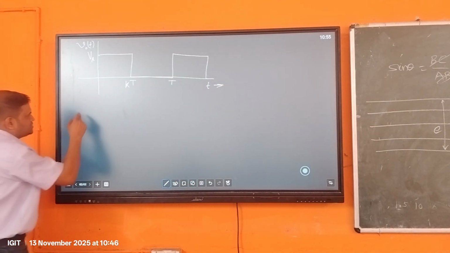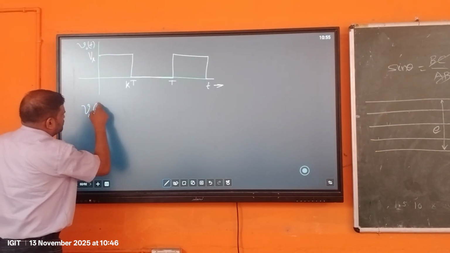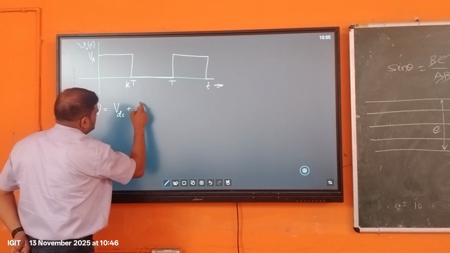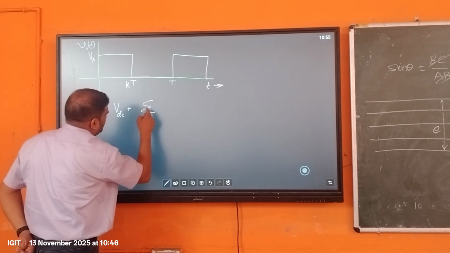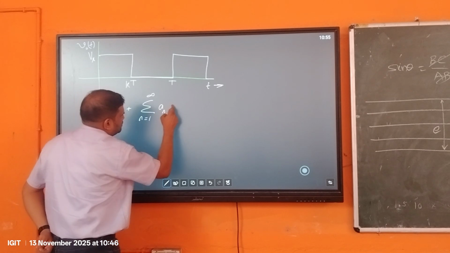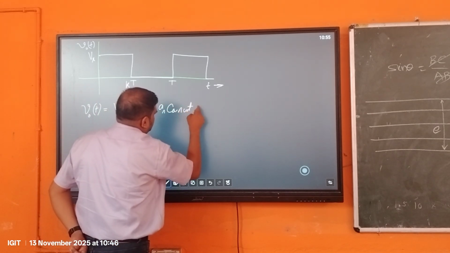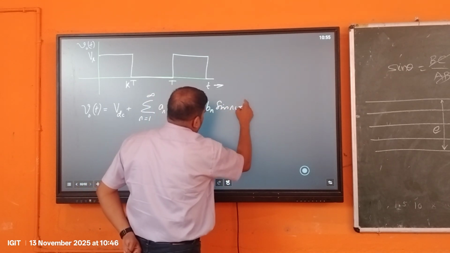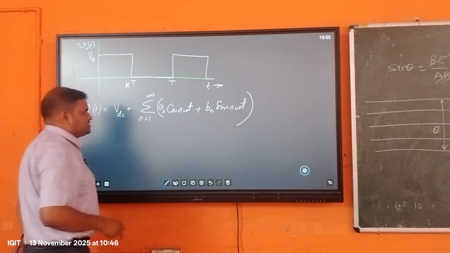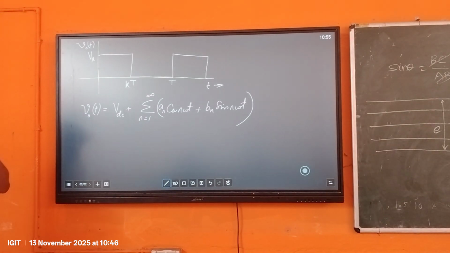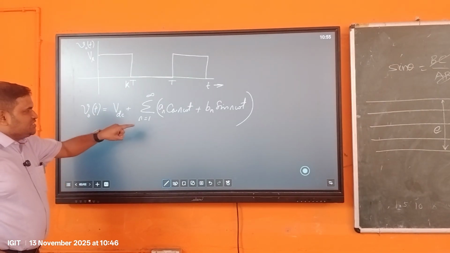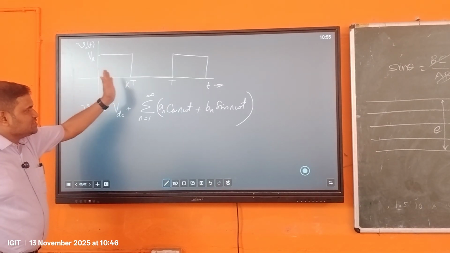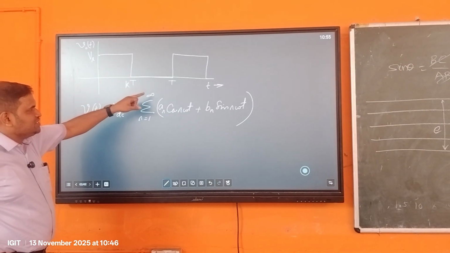So we can write the Fourier series expression: V0 t is equal to VDC plus summation of n is equal to 1 to infinity an cos n omega t plus bn sin n omega t. Okay, this is the Fourier series expression. In this Fourier series expression, there is a term called omega. Omega is what? Omega is the frequency.